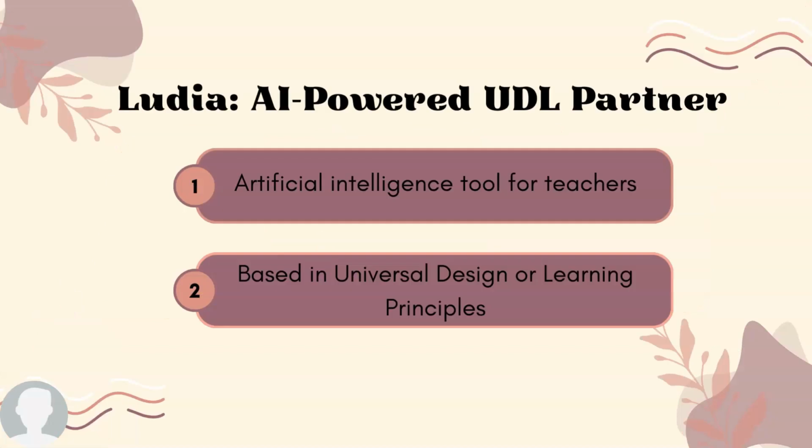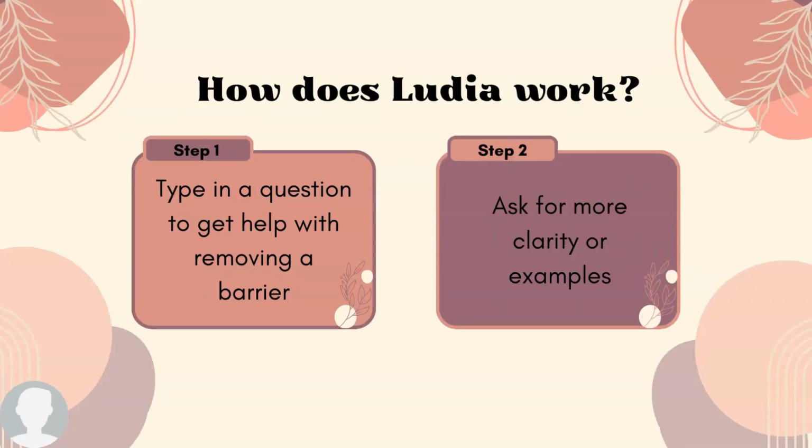What is Ludia, you ask? Ludia is an artificial intelligence tool for teachers solely based in Universal Design for Learning principles. As a designer of learning, you can type in a question and ask Ludia how to remove a barrier in your space. Ludia will offer options for +1 moves to consider. But Ludia doesn't stop there. Ask Ludia to explain one of those options further, and more clarity will be provided.